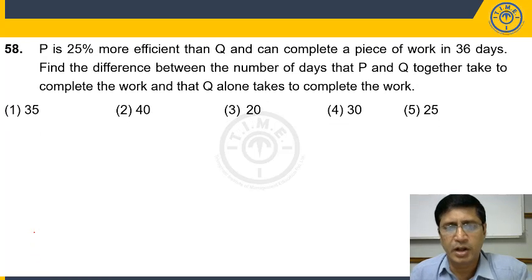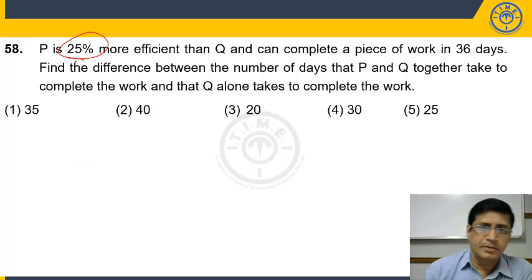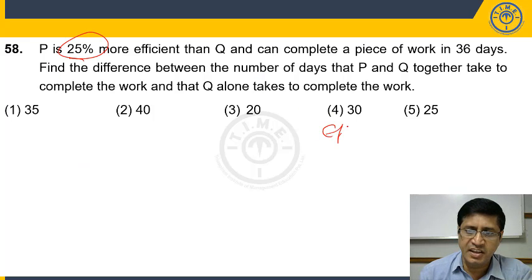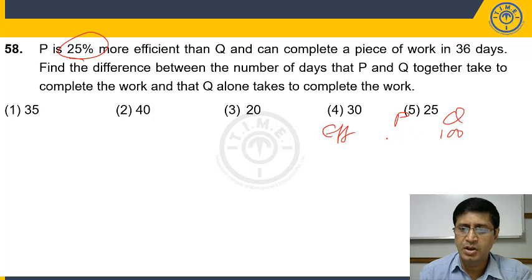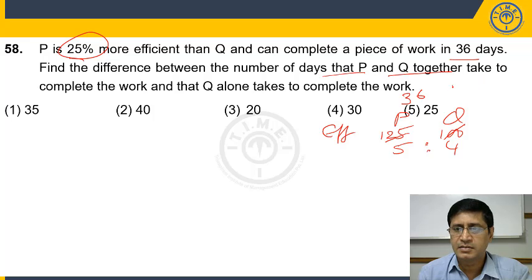Look at the next example on your screen. P is 25% more efficient than Q. What is the efficiency of P and Q? If you observe, 25% more efficient means when Q is equal to 100, P is equal to 125. The ratio of their efficiency is 5:4. P can complete the work in 36 days. Find the difference between the number of days that P and Q together take and that Q alone takes to complete the work. So what to find here?